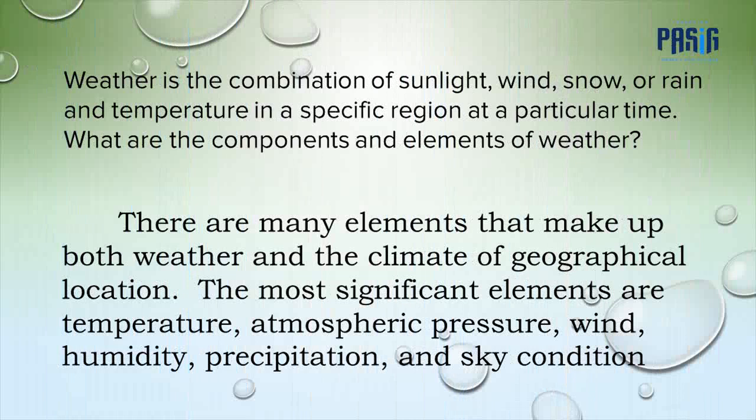Weather is a combination of sunlight, wind, snow, or rain and temperature in a specific region at a particular time. What are the components and elements of weather? There are many elements that make up both weather and climate of a geographical location. The most significant elements are temperature, atmospheric pressure, wind, humidity, precipitation, and sky condition.